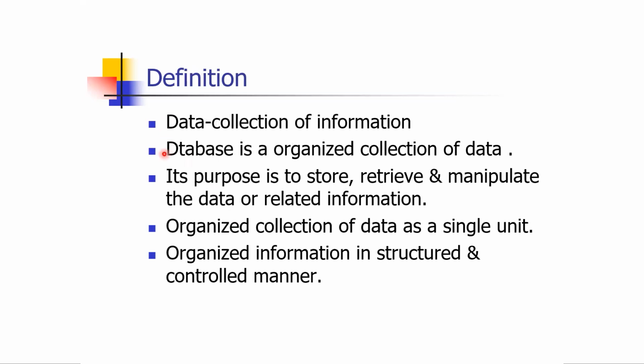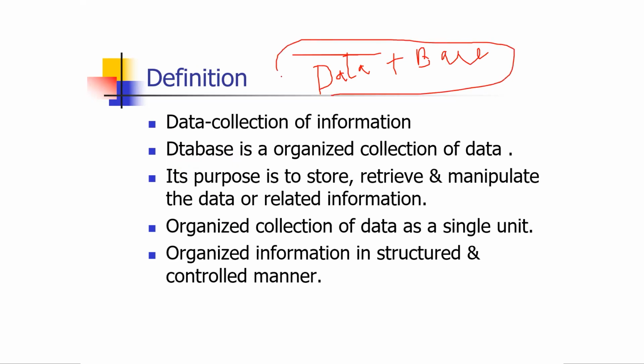Definition. As you have seen, database. Sorry, there is a spelling mistake. Database is a collection of 2 words, data plus base. Data is the information, base is like a collection. The whole database means a collection of information, but in an organized manner, in a structured manner, in a controlled manner.